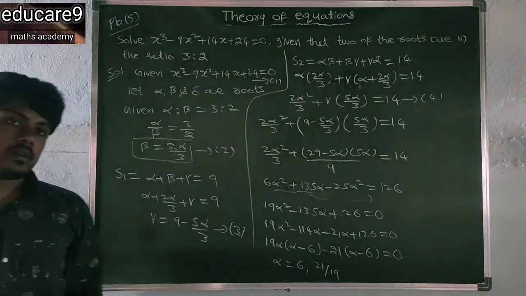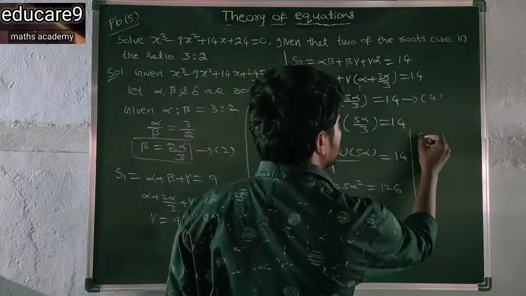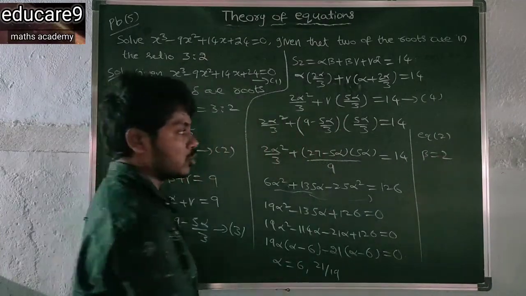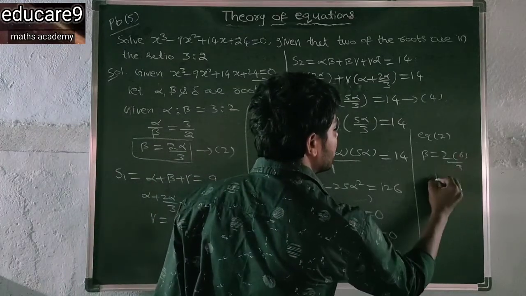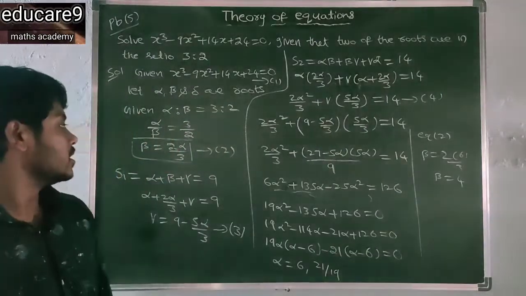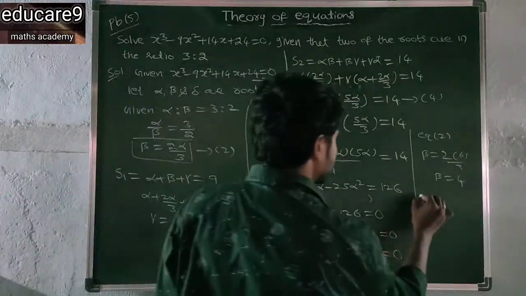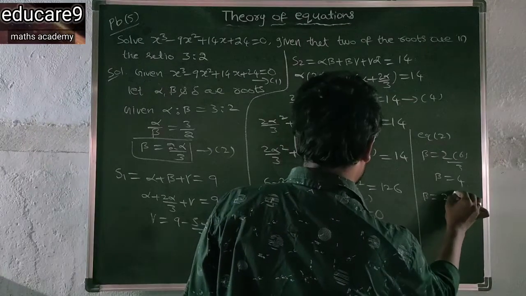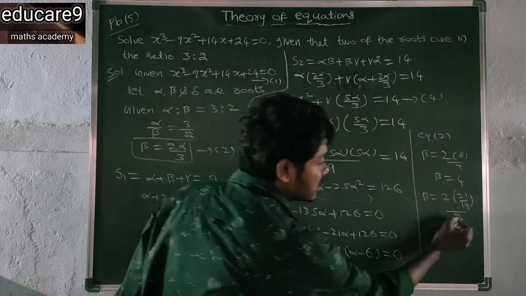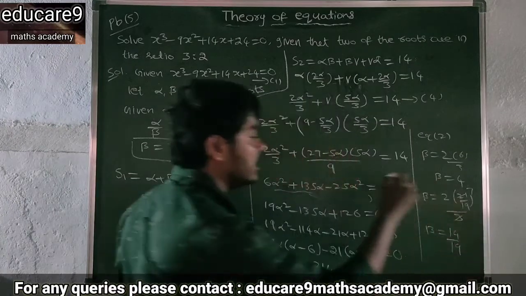Okay. Now substitute alpha and beta. So from equation 2, beta is equals to 2 alpha by 3. That is 2 into 6 by 3. So beta is equals to 4. And 21 by 19. So substitute alpha 21 by 19 in equation 2. That is beta is equals to 2 into alpha, which is 21 by 19, by 3. This is 3 1 ja 3 7 ja. So beta is equals to 14 by 19.